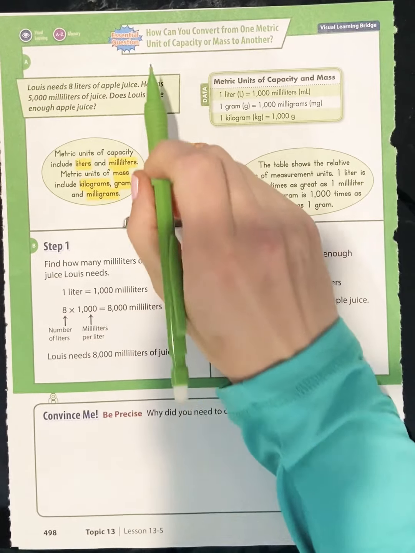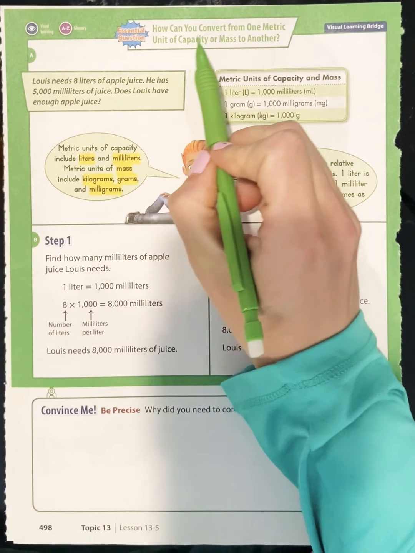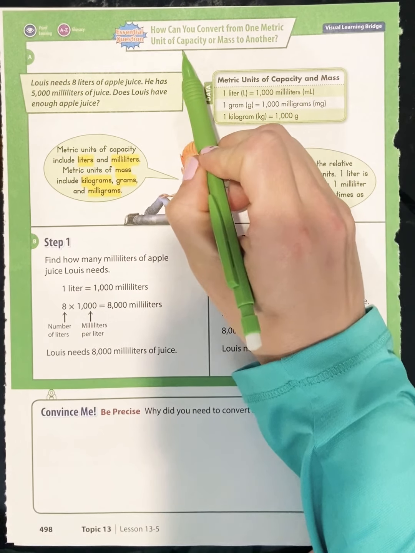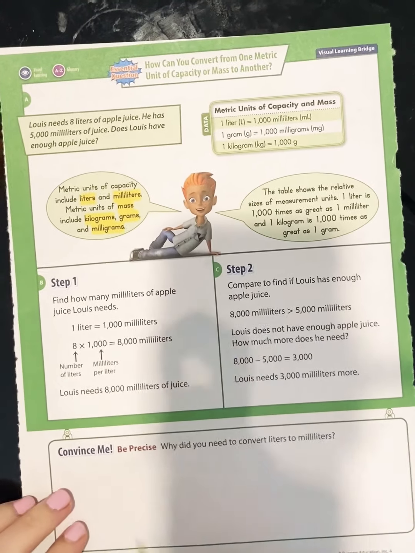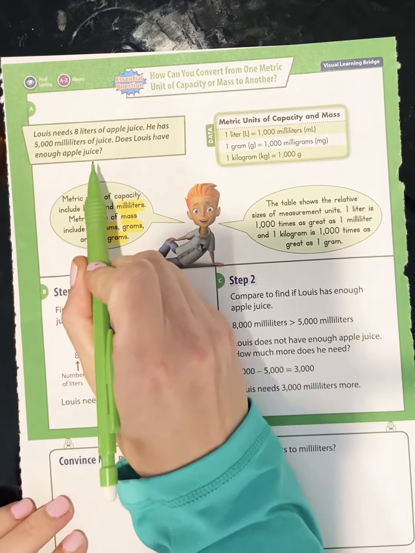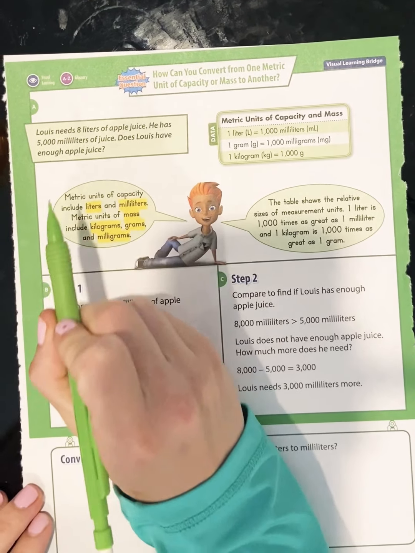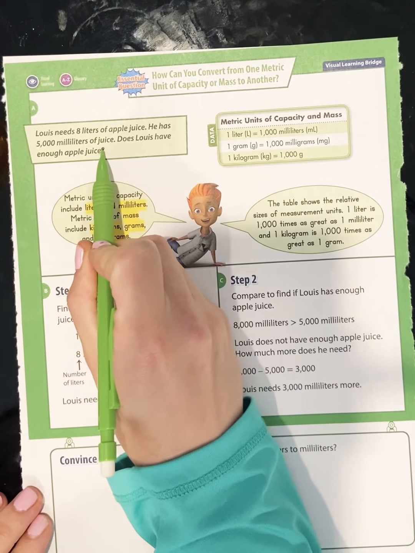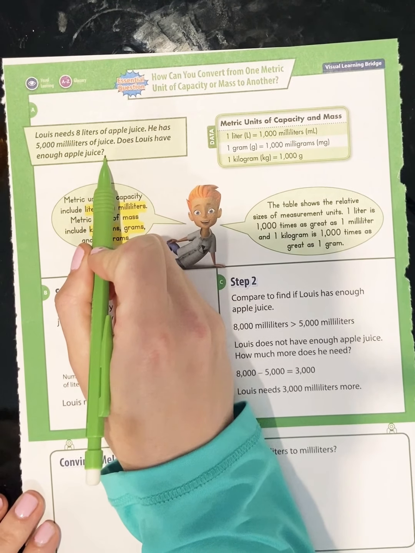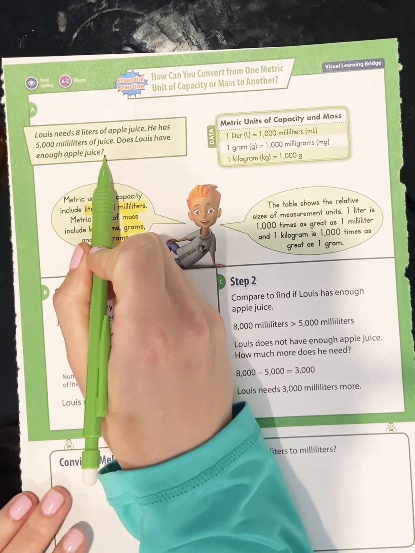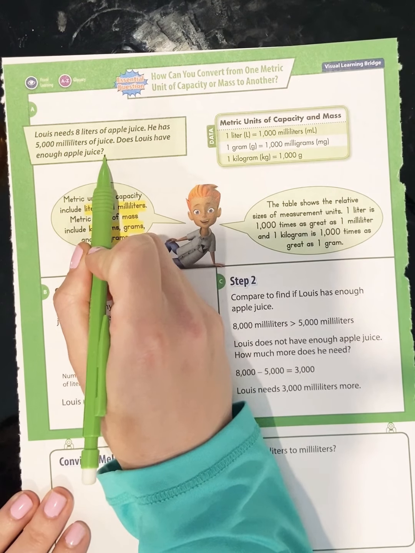All right, so we're still working on our essential question. How can you convert from one metric unit of capacity or mass to another? In the example they've given us here, it says Lewis needs 8 liters of apple juice. He has 5,000 milliliters of apple juice. Does Lewis have enough apple juice? So we need to make sense of this. We need to know, how much does Lewis have?